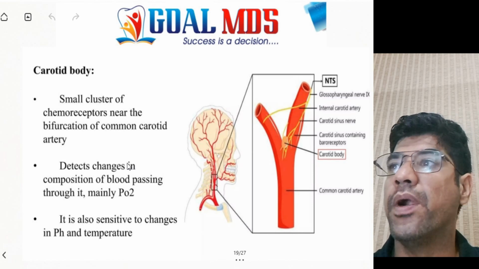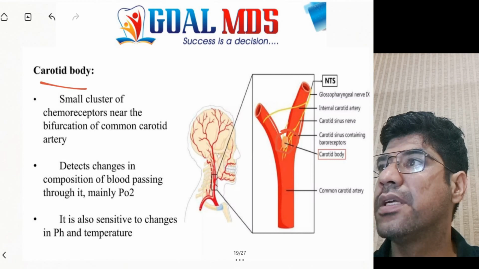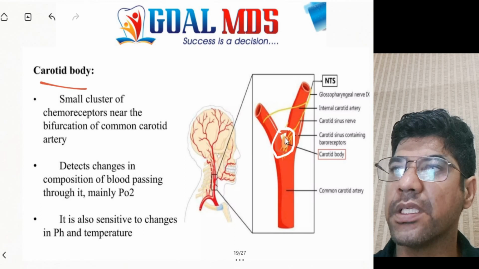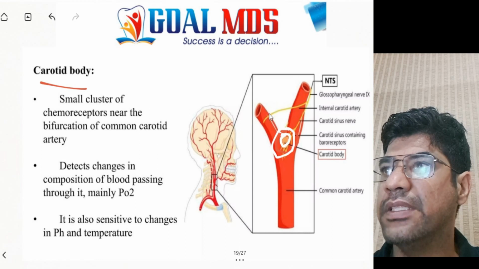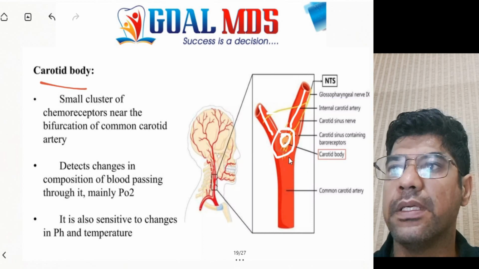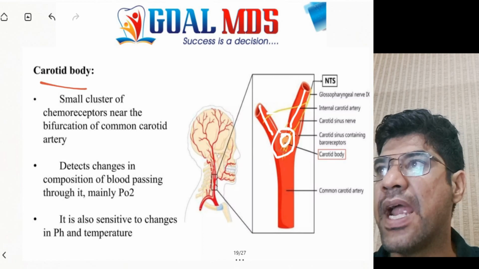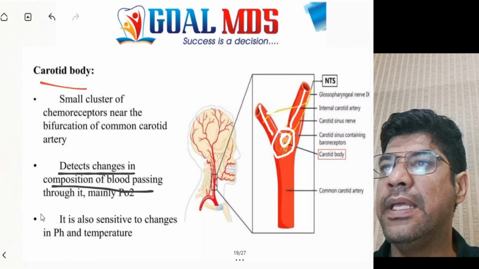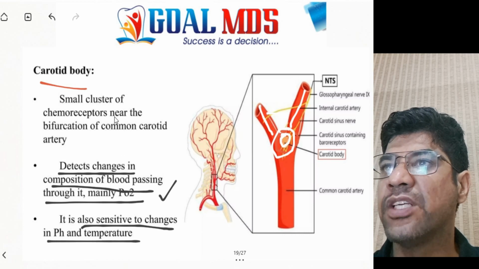Now what is the carotid body? You can see here, this structure marked in white is the carotid body. You can see it is a small oval structure behind the common carotid artery bifurcation. It acts as a chemoreceptor. Its main function is to respond to blood oxygen, carbon dioxide and pH level. So it detects changes in the composition of blood passing through it, mainly the partial pressure of oxygen. It is also sensitive to changes in pH and temperature. It is present near the bifurcation of the common carotid artery.